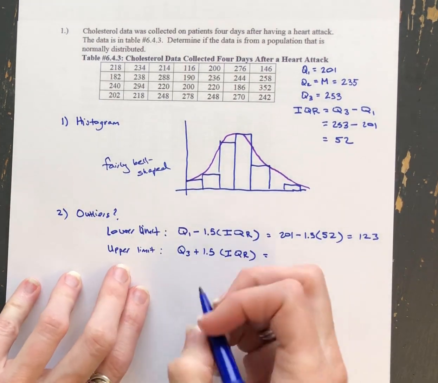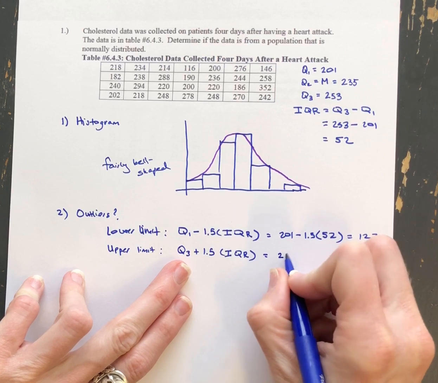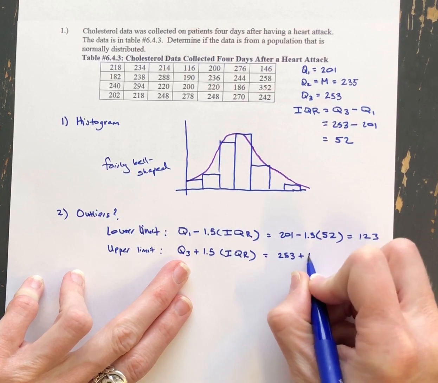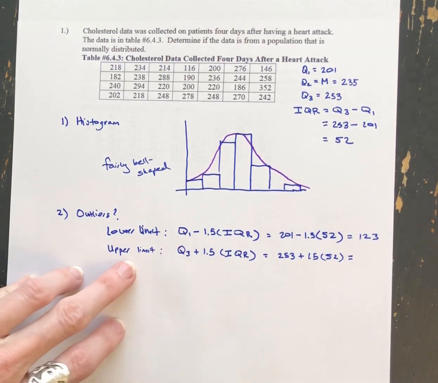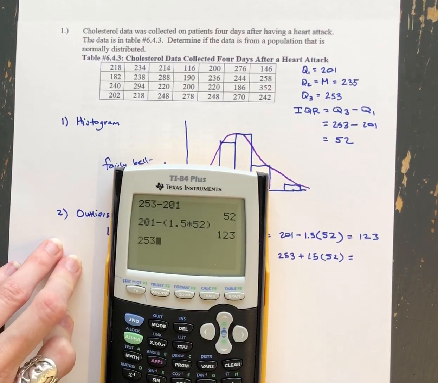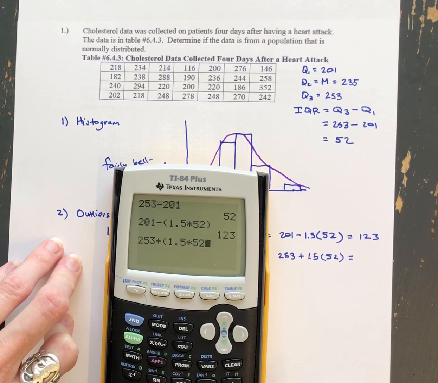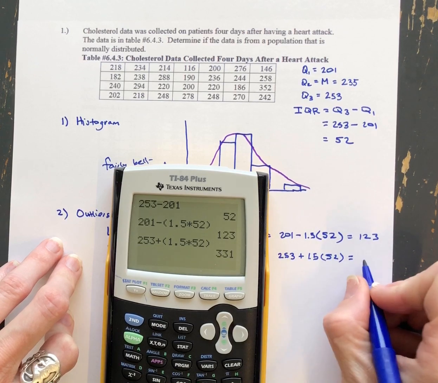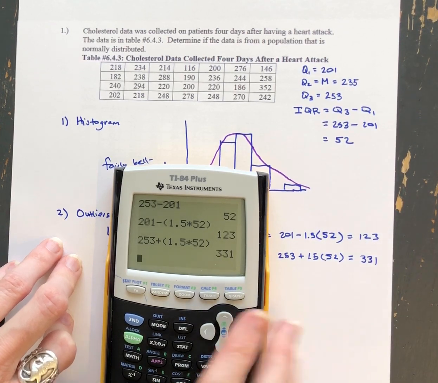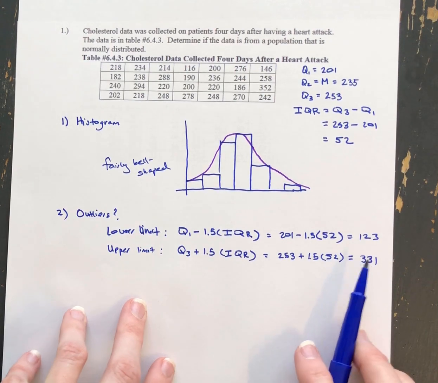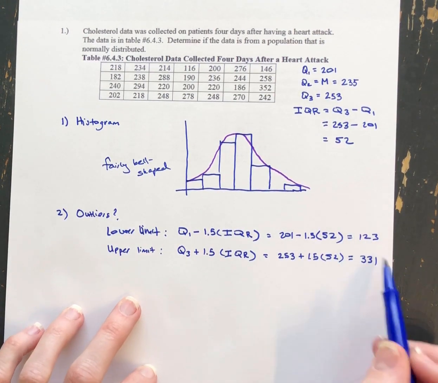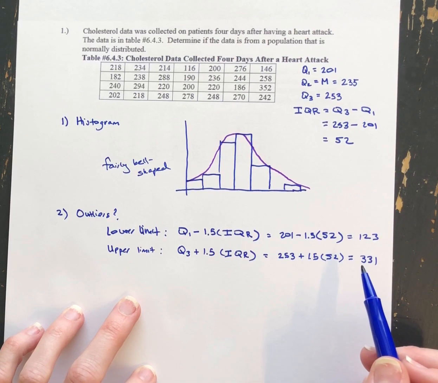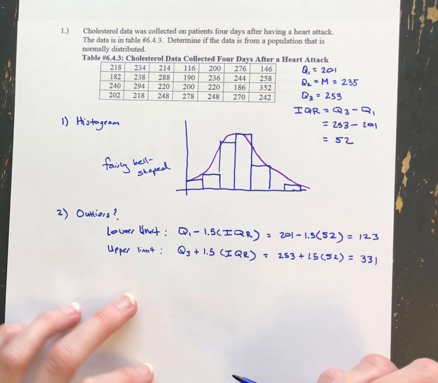And then for our upper limit, we have Q3, which is 253 plus 1.5 times that interquartile range. And so 253 plus 1.5 times 52 gives us 331. And so any values that are smaller than 123 or larger than 331 would be considered potential outliers in this data set.